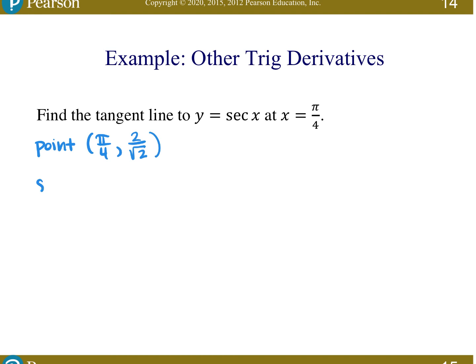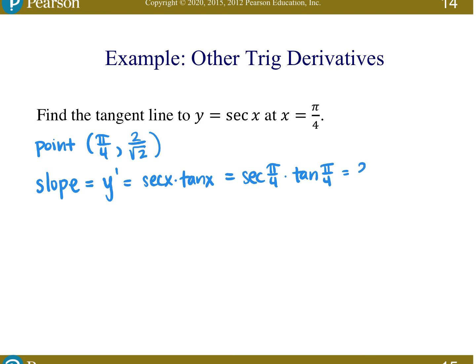Now we want to find the slope. In order to find the slope, we need to first find y prime. We just learned the derivative of secant is secant x times the tangent of x. Now we want to find what the secant of pi fourths is and multiply that by the tangent of pi fourths. The secant of pi fourths is 2 over rad 2. What about the tangent of pi fourths? It is 1. So just 2 over rad 2. Again, don't need to rationalize.